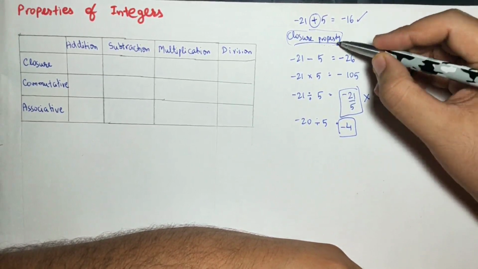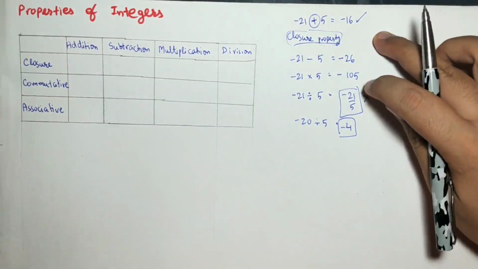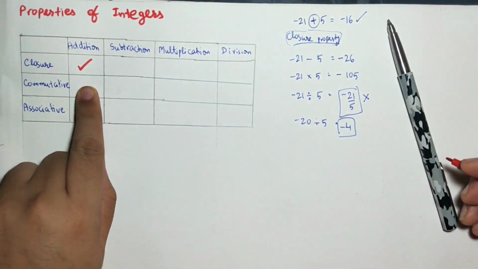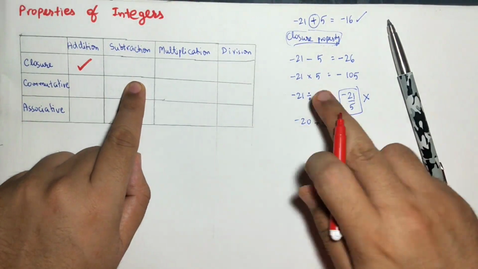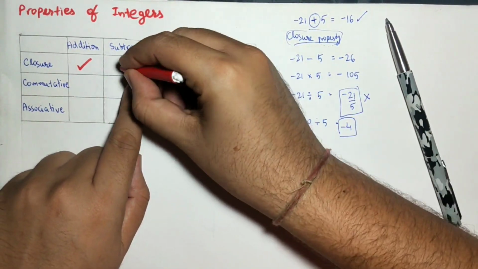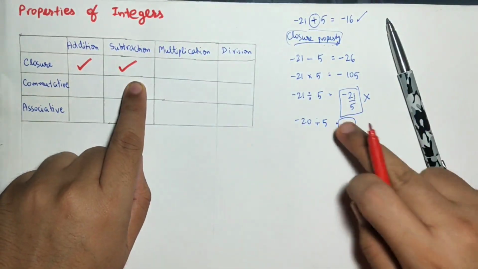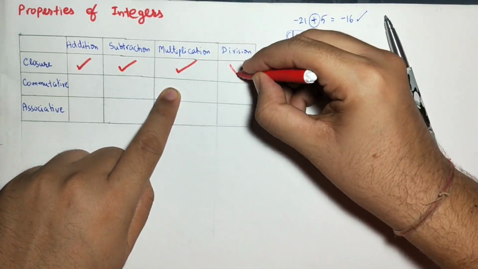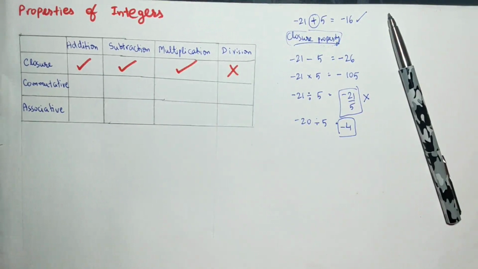So, closure property is true over addition. I'll put a tick mark over here. Closure property is true over subtraction. Closure property is true over multiplication. But closure property is not true over division.